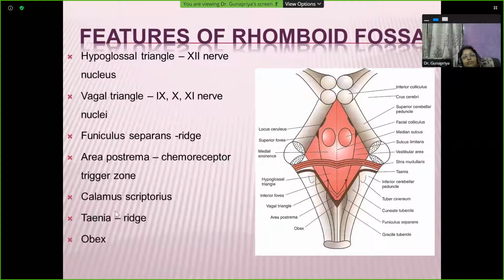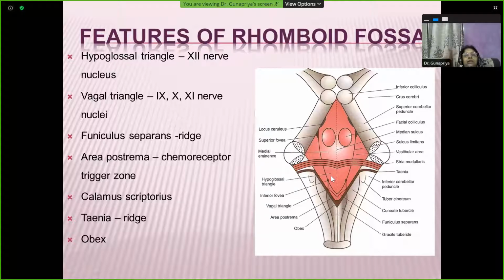Moving on to the other features of the rhomboid fossa, the lower triangular medullary part: the same median sulcus extends here also, the same sulcus limitans is there, and you find an inferior depressed area known as the inferior fovea. In the upper pontine part you had a medial eminence, whereas in the lower medullary part, on either side of the median sulcus, you have the hypoglossal triangle. The hypoglossal triangle is the site where the hypoglossal nucleus is situated, from where the hypoglossal nerve fibers arise from the ventral surface of the medulla.